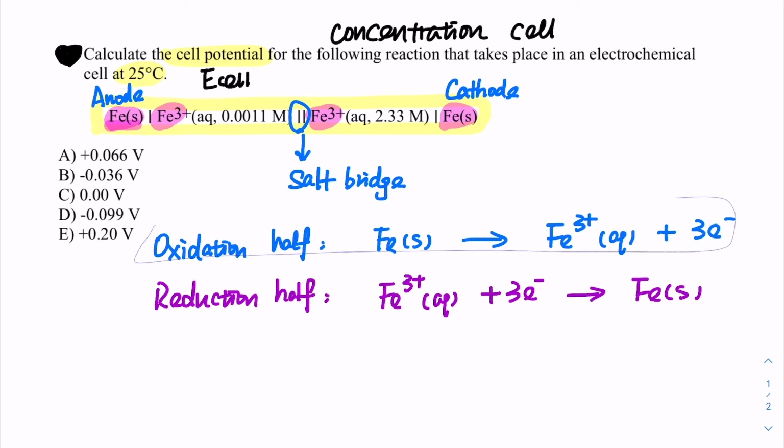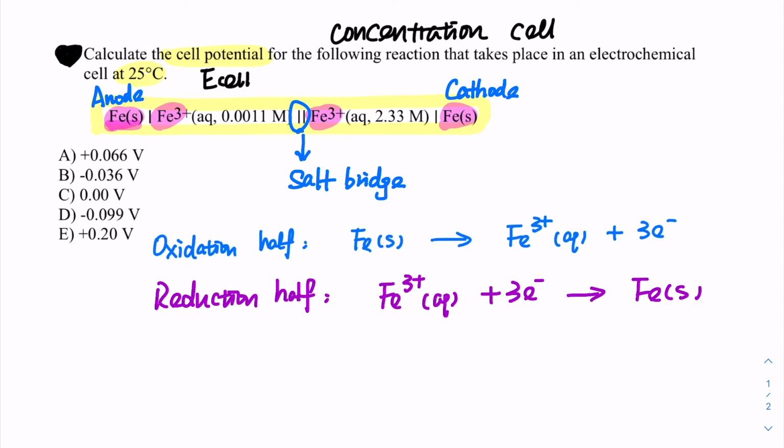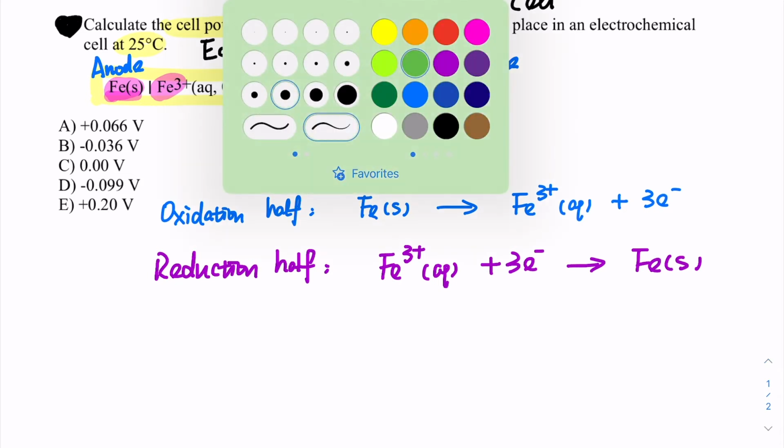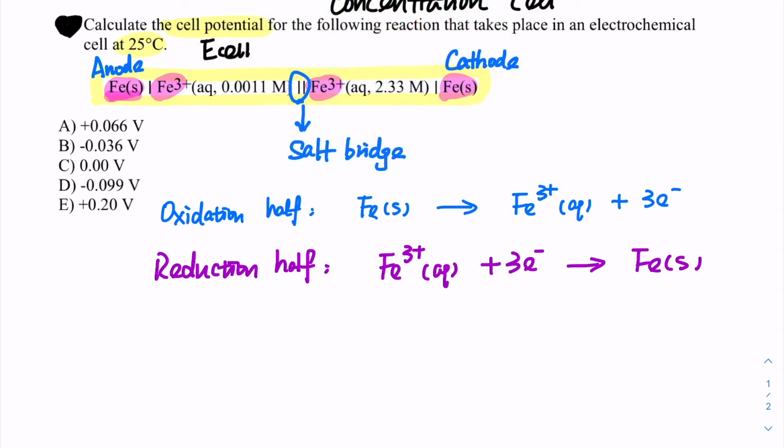Then you go, okay, so now what? Now I'm looking for E cell. Again, there's another characteristic of a concentration cell: everything is the same except that the concentrations are different. Because of that difference, there will be electron flow. Okay, so that's what that is.